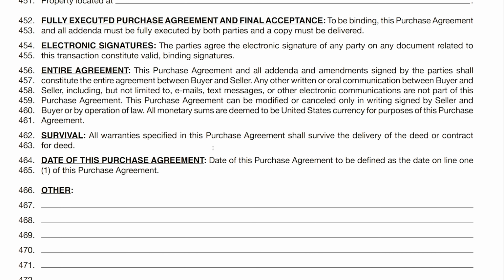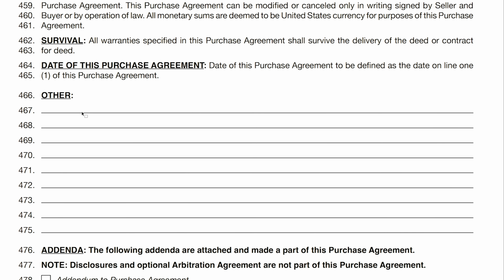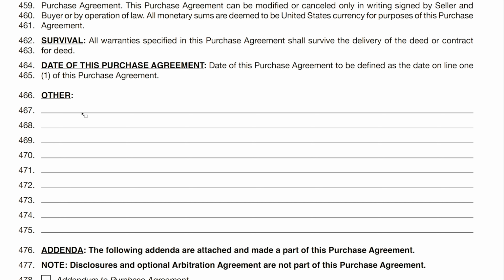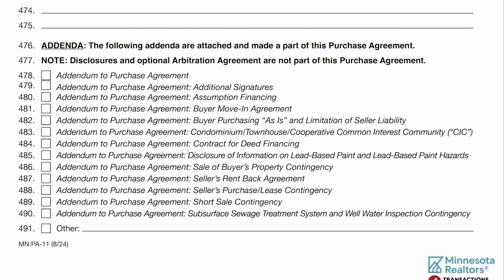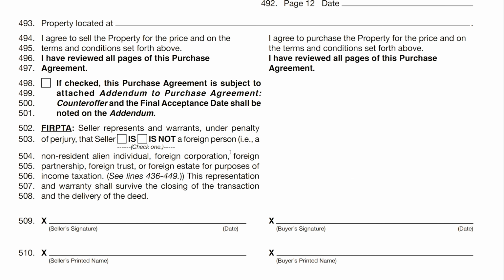We've got a box here for other. Everybody's got their own other stuff that they like to include in these. For my part, I like to include a little bit of a timestamp saying, hey, we need to get this executed within X amount of time. These are all checkboxes for additional documents that we may have included on the purchase agreement. And we are now at the last page where all the signing takes place.